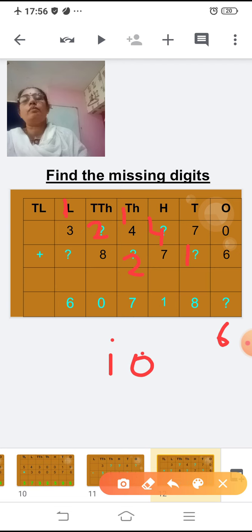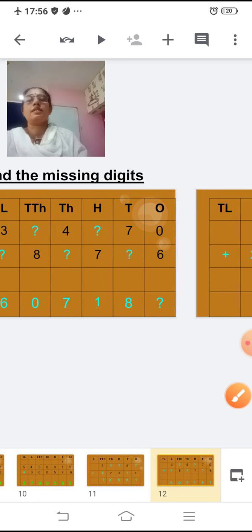Now in the lakh column, 3, the sum or the answer which is written is 6. So 3 plus 1 is 4. Now which number added to 4 will give you 6? So 4 plus 2 if I write, I'll get the number as 6. Now if you want, you can solve it and just check the answer along with it.